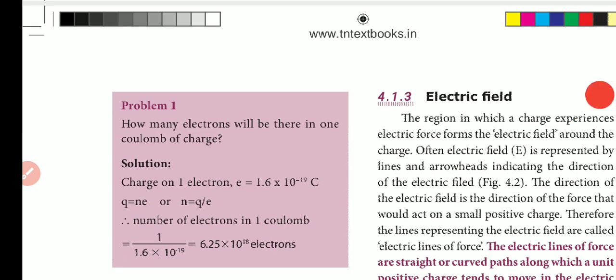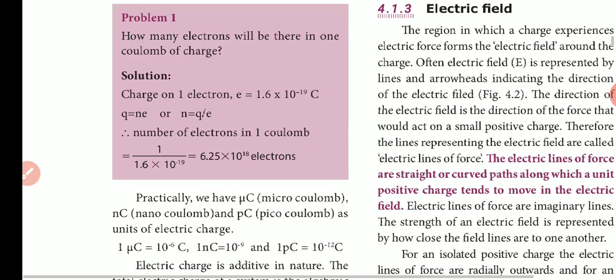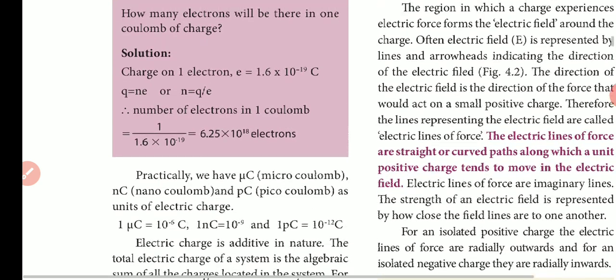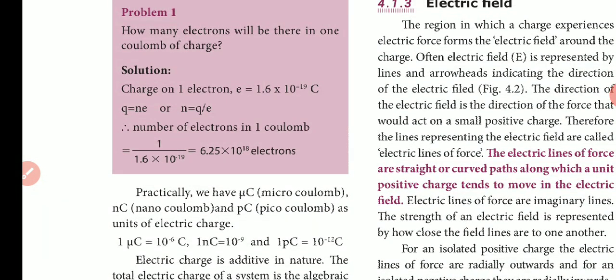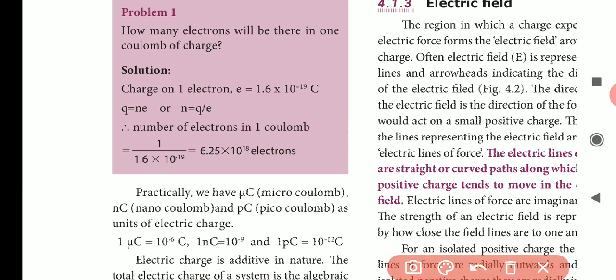Next, one problem. How many electrons will be there in 1 coulomb of charge? Charge of 1 electron is equal to 1.6 into 10 power minus 19 C. We know that, right. The formula is Q equal to n e.